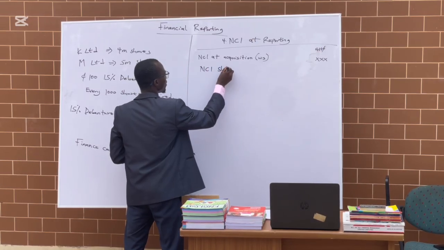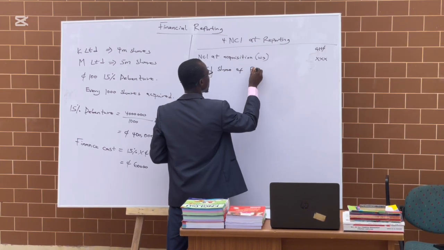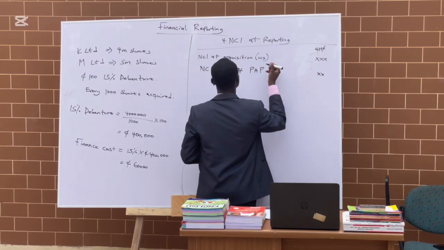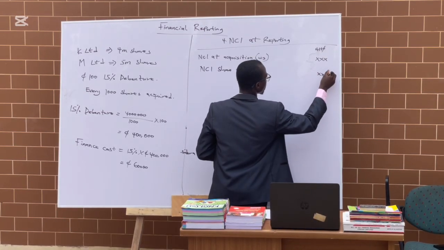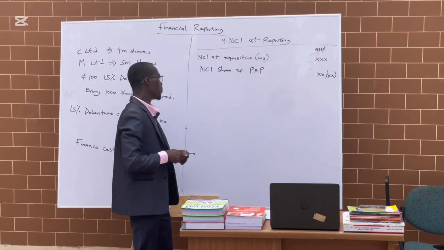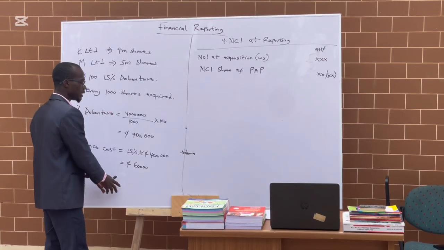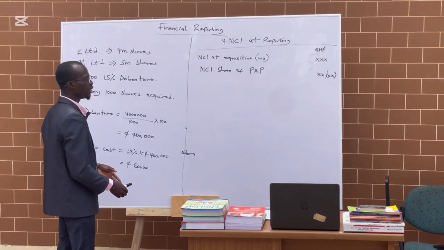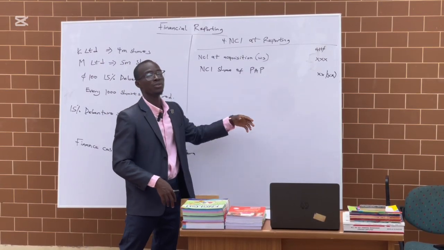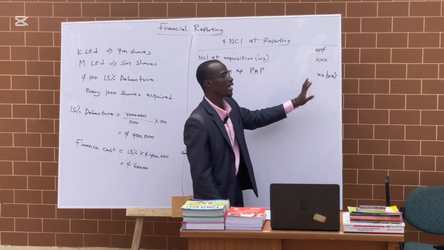the NCI share of PAP, post-acquisition period. NCI share of PAP, you bring it. If it is profit, you bring it. If it is a loss, you bring it, because the PAP comes from where you do your workings too. The difference between the total of the net asset of the subsidiary at acquisition and at reporting will give you the post-acquisition profit, that's the PAP. So it can be post-acquisition profit or loss. If it is a loss, you negate it. If there is a positive figure, you bring it like that.